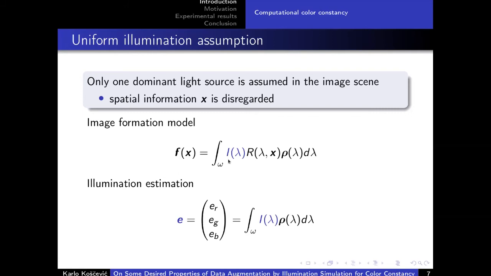So from the light source spectrum function, we can remove X, because we assume that for each X it is the same. However, we cannot remove it from the R function, which represents surface reflectance, because we cannot assume that surface reflectance is the same for each pixel location, because we have different objects at different locations. But here in the illumination estimation equation, we can as well omit X from the function for the spectral distribution of the light source, because we assume that it's uniform in the scene. And with that, we have to estimate only one vector E for the whole image.